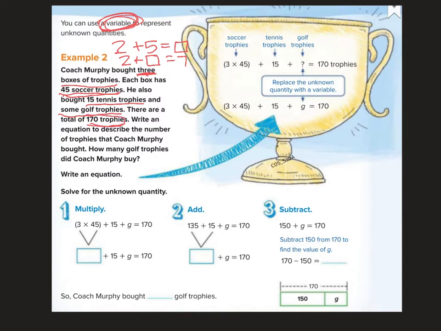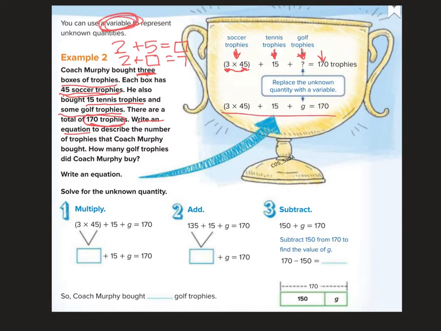So there's my answer. That goes on the other side. Okay. Write an equation. Hey, do you notice how it doesn't say solve? It says first you need to write an equation to describe the number of trophies that Coach Murphy bought. How many golf trophies did Coach Murphy buy? So here we go. He bought 3 times 45, 3 boxes, and each box has 45 trophies in it. He bought 15 tennis trophies, some, which means we don't know how many, so that's going to be our question mark or our variable, but we know that they're all going to add up to make 170 total trophies.